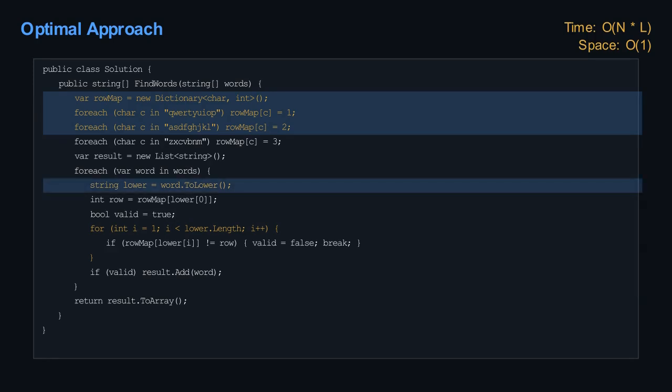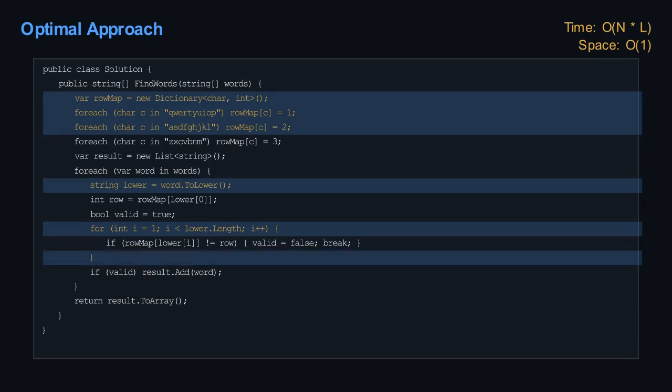characters. If any character's row differs from the first, we discard the word immediately. Otherwise we add it to the result list. This eliminates repeated string searches and guarantees a single pass per word.